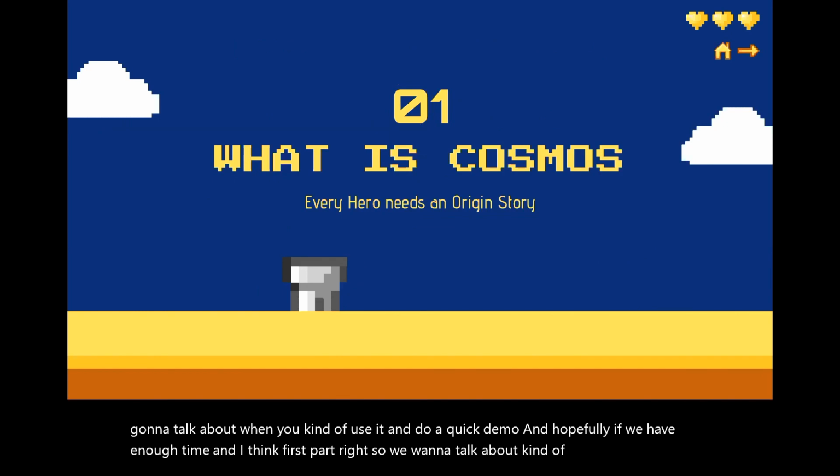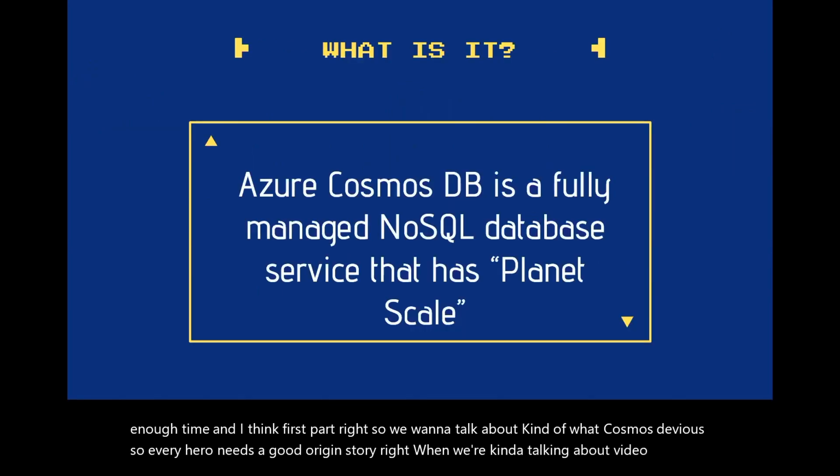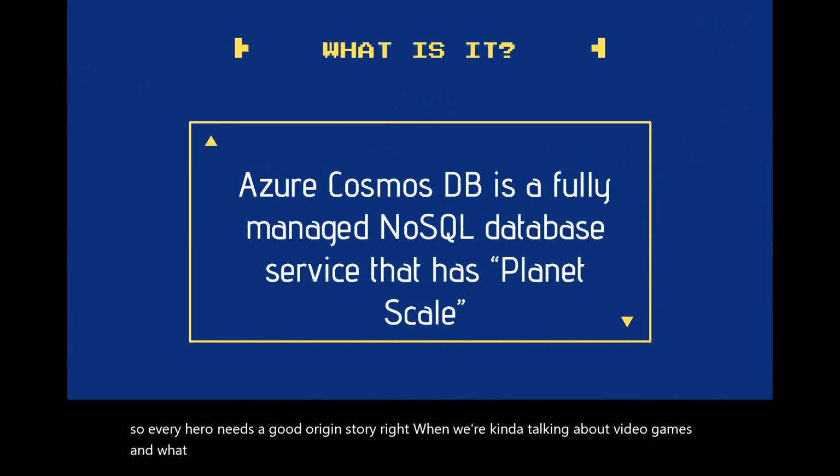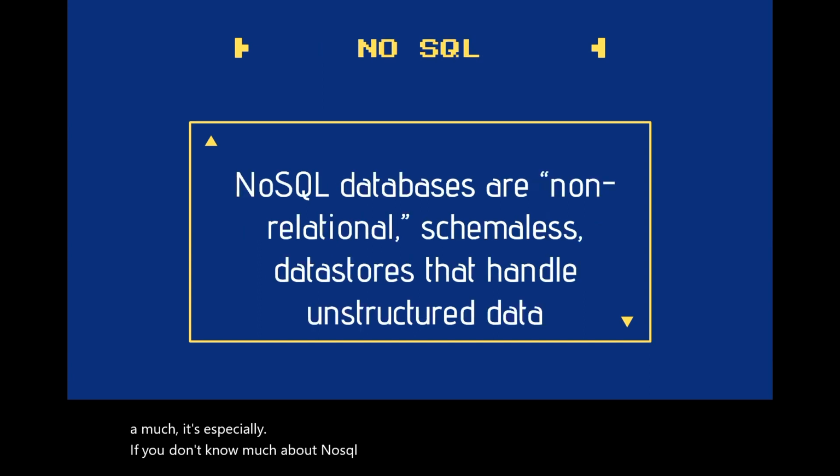Every hero needs a good origin story, when we're talking about video games. So what is Azure Cosmos DB? It's a fully managed NoSQL database that has planet scale. And that is, to be honest, a bunch of words. It's not going to tell you much, especially if you don't know much about NoSQL. So let's break it down a little bit.